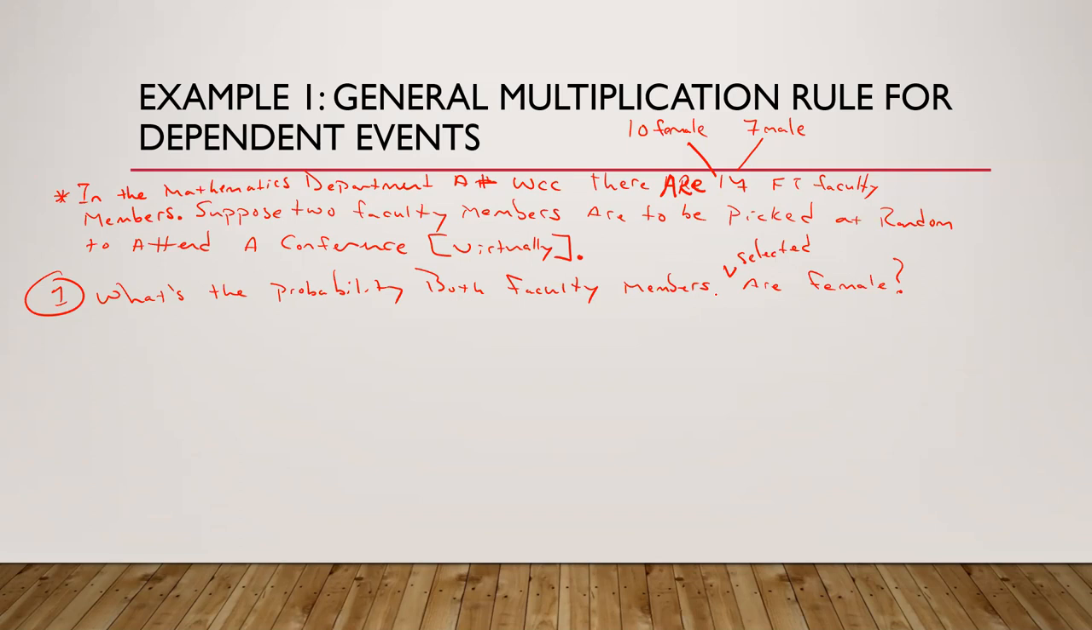So what you have, obviously, this question is about the general multiplication rule for independent events. So there's going to be some type of multiplication. Let me show you how to write it, and then I think it'll make sense for the next couple examples. So it's probably both are female. So it's probably the first person selected is female. And what does the second person need to be selected to be?